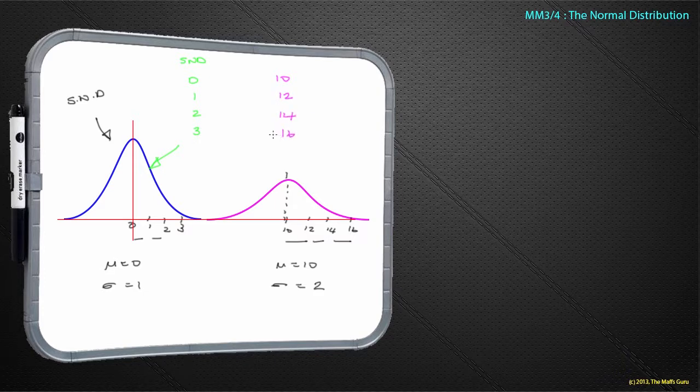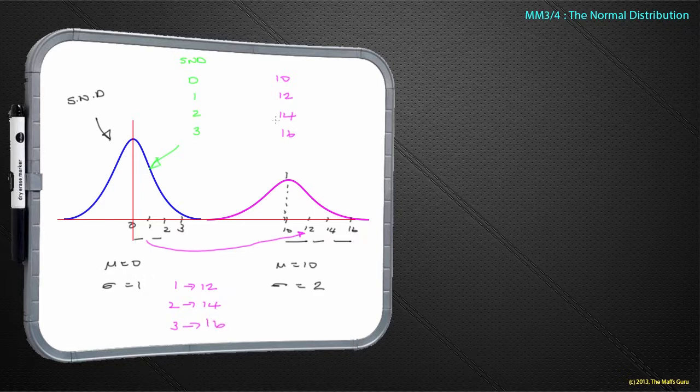Hopefully it won't take a huge genius to realize what we seem to be doing. Our first standard deviation, the value of 1, goes to the value of 12. What does the value of 2 go to? Yep, it goes to the value of 14, and the value of 3 goes to 16.